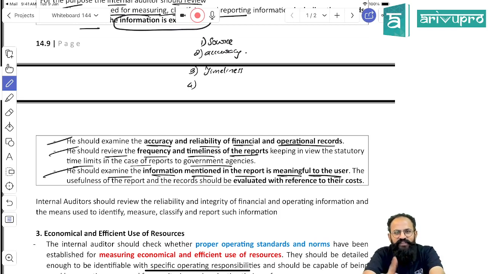Correct? So the first one was you are checking your internal controls. Second one is reliability of the information passed. It can be financial or operational to the management. You are checking the reliability.